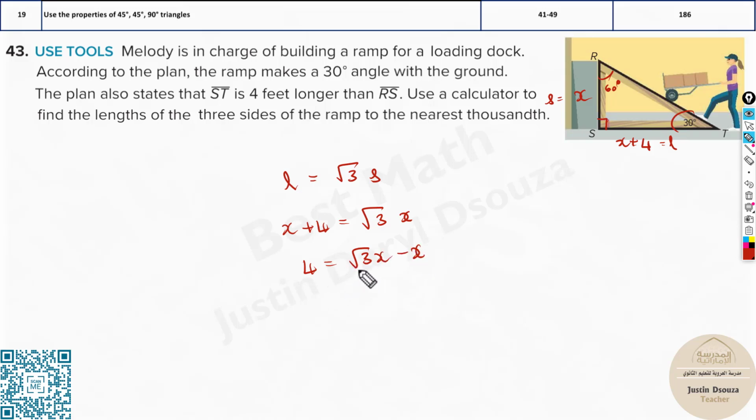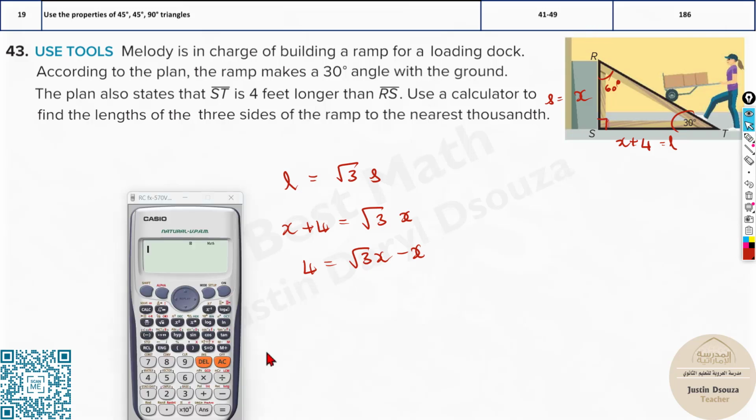And now here, let's use the calculator. So square root 3 minus, what is this? Nothing, means it's 1, right? So square root 3 minus 1 will be 0.73. So this answer over here will be 4 is equal to 0.732 x, to the nearest thousandth.